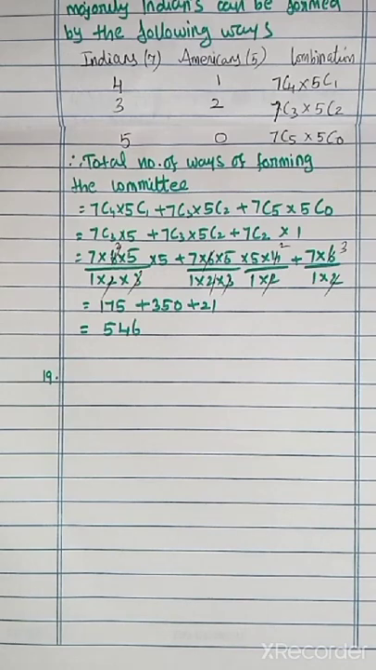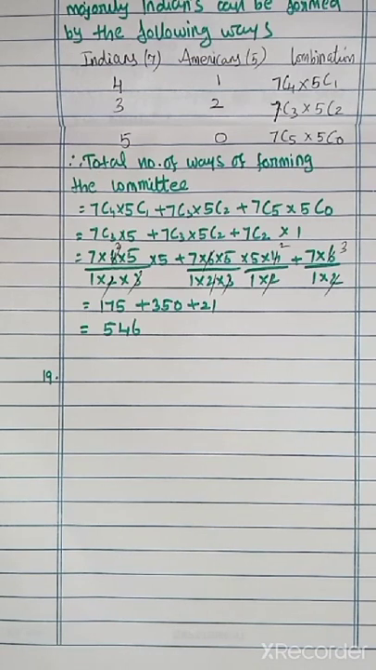19th problem now. 7 relatives of a man comprise 4 ladies and 3 gentlemen. His wife also has 7 relatives, 3 of them are ladies and 4 gentlemen. So totally, husband and wife are there. The husband has 7 relatives, out of that 4 ladies and 3 gentlemen. Similarly, the wife has 7 relatives, out of that 3 ladies and 4 gentlemen. In how many ways can they invite a dinner party of 3 ladies and 3 gentlemen?